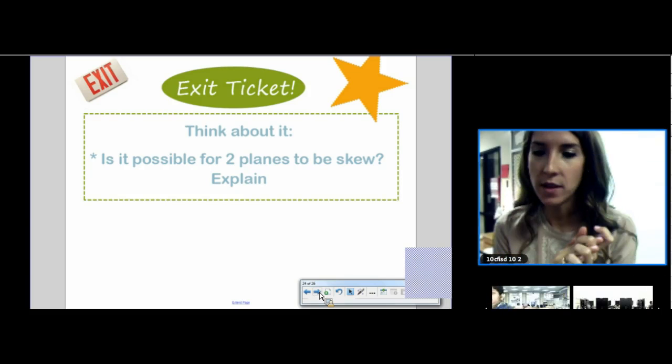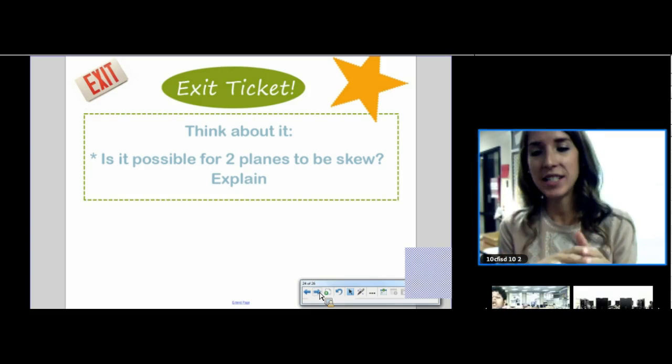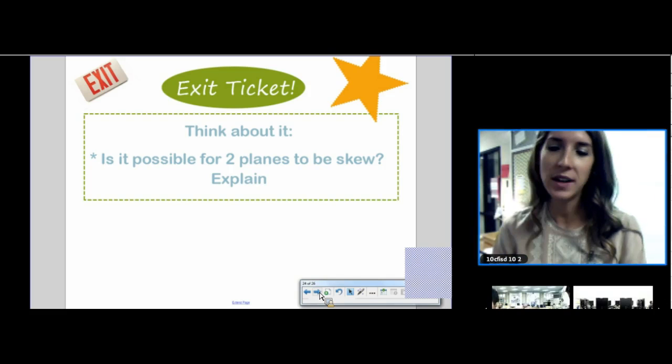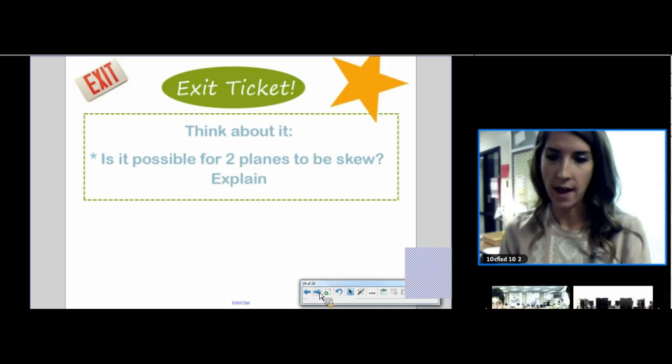Could it be a segment rather than a line? Yeah, when two planes intersect, you get a line, but in the picture they look like segments. So if you put a segment, I'm not super worried about that.